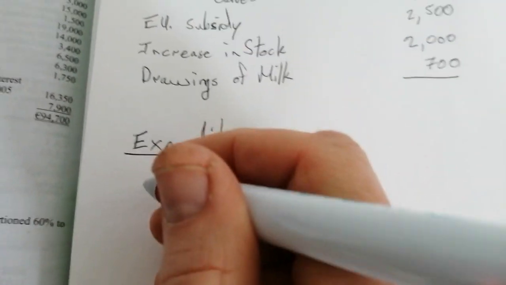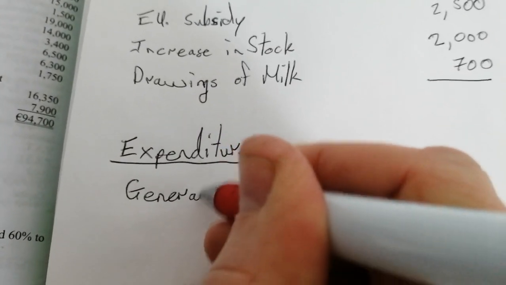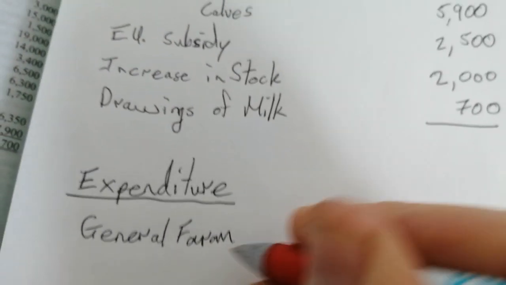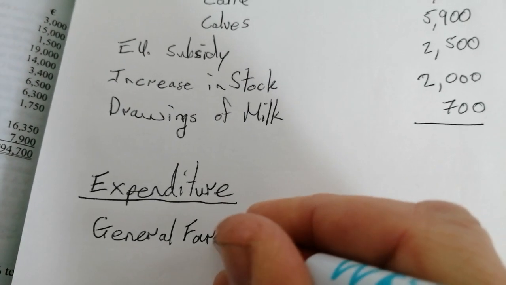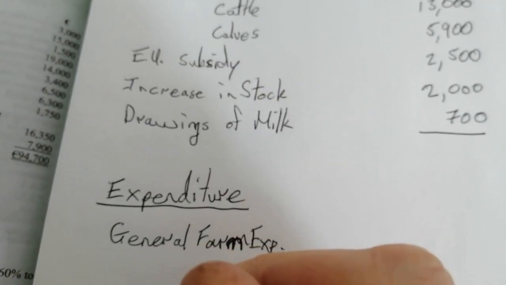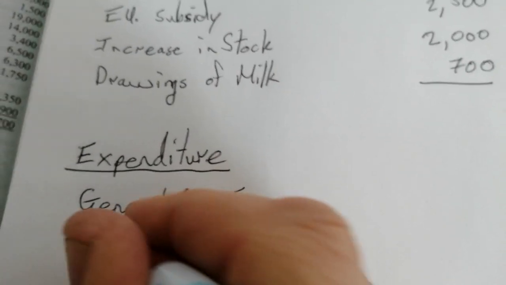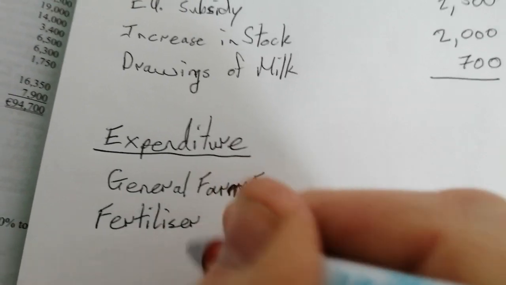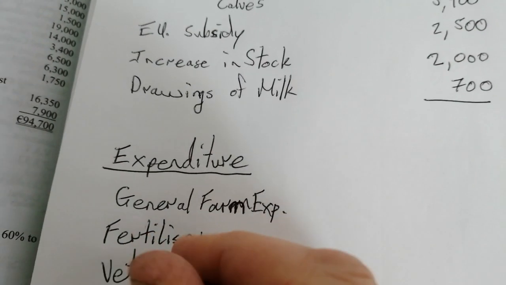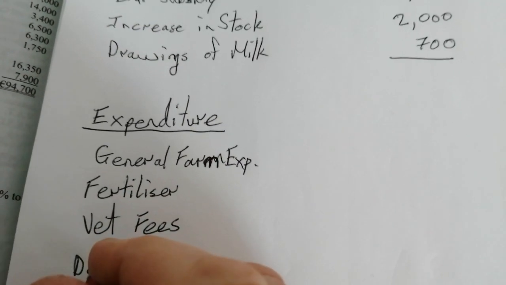First of all, let's write down what is going in here, and then we can tot up the figures afterwards. So general expenses, general farm. Oh, that's terrible. I'm trying to write and film at the same time. Apologies. Expenses. Next one's fertilizer, isn't it? Fertilizer. Okay. Vets fees. Okay. Dairy wages.